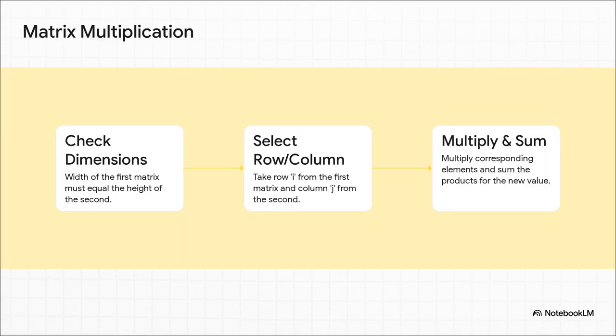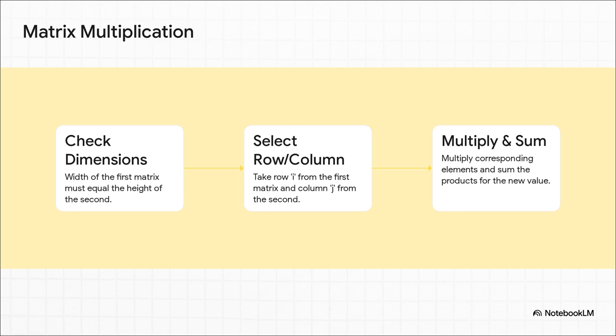All right, here we go. This is the big one, the operation that unlocks everything else, multiplication. Now listen closely, because it is not element by element. First, a classic exam check. The width of the first matrix has to equal the height of the second. Got it? Okay.